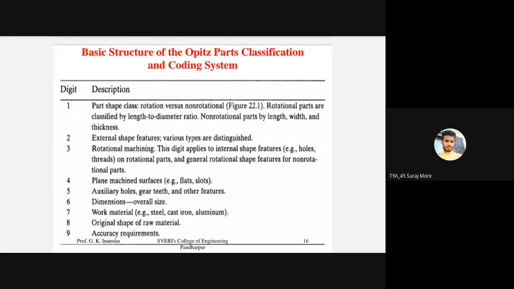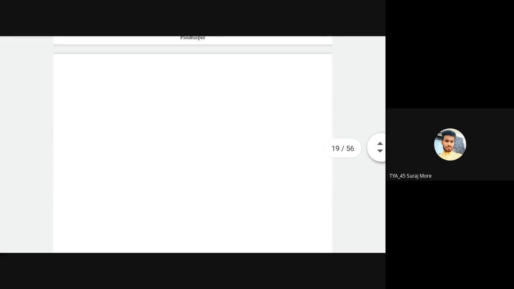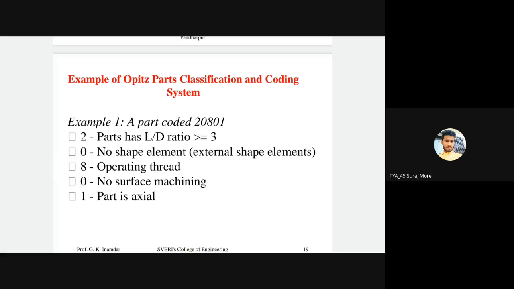See here, these are the digits. The first column has the digit, which is the numerical or alphabetical value, and next is the description, the meaning of each digit. Suppose I take one example, an example of OPTIS classification. The part coded 20801 is the name of that part. It is an automotive part which has code number 20801.